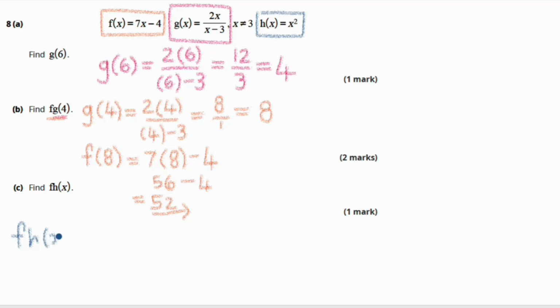f of h of x is equal to 7. Now remember, instead of writing x, we replace it with h of x, and h of x is equal to x squared. Okay, what is 7 times x squared? That gives us 7x squared. Okay, and it's already in its simplest form. So that is your final answer.